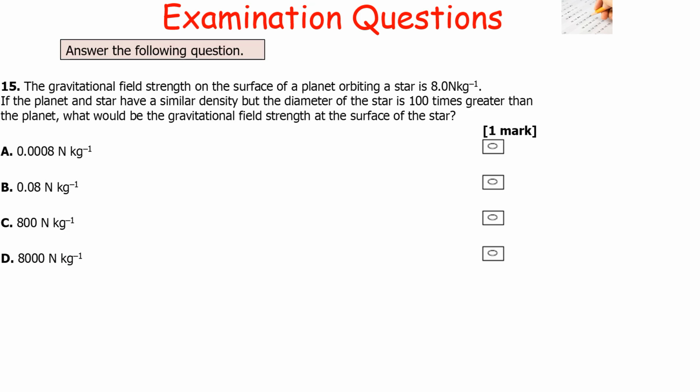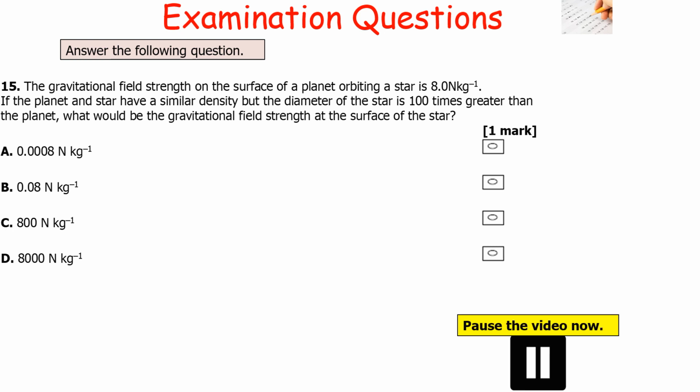The next question says, the gravitational field strength on the surface of a planet orbiting a star is 8 newtons per kilogram. If the planet and star have a similar density but the diameter of the star is 100 times greater than the planet, what will the gravitational field strength at the surface of the star be? So pause the video now, then unpause the video when you want to go through your answer.